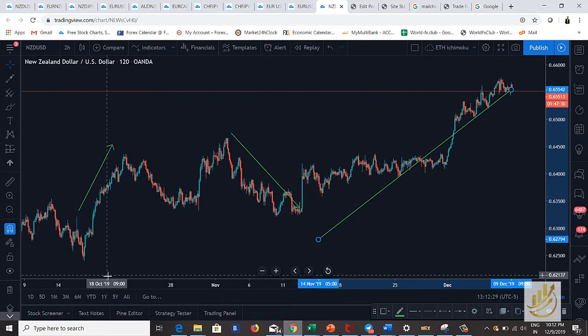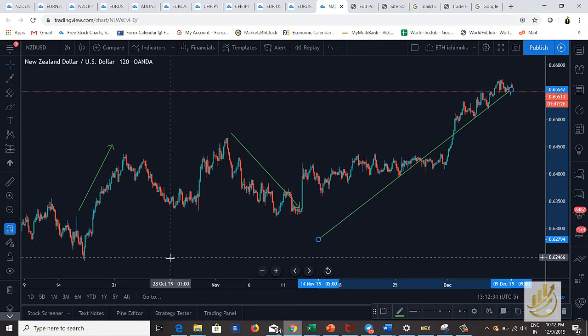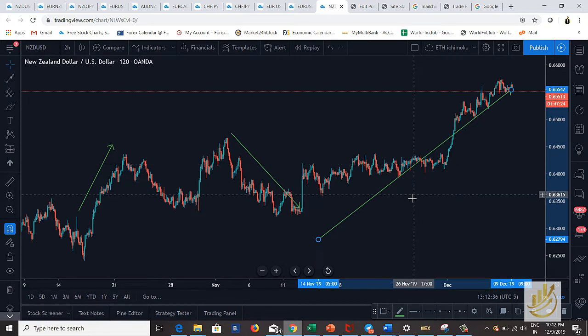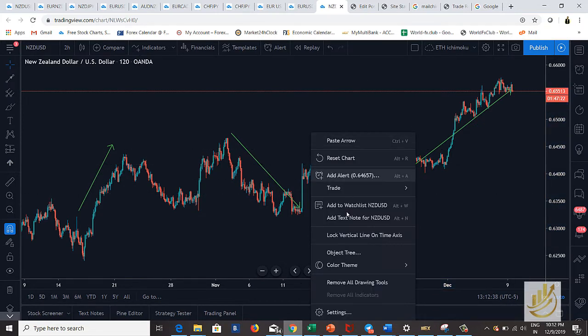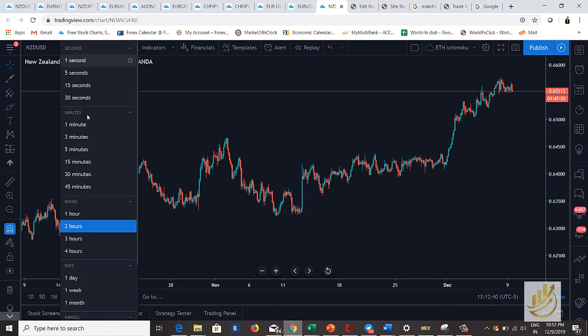So this is a 2-hour chart. Now think of a scenario where you are buying because the price is just going up. Why would you sell it? Okay, so let's clear these drawing tools and open a 1-day chart.